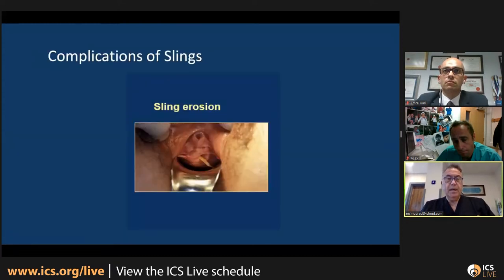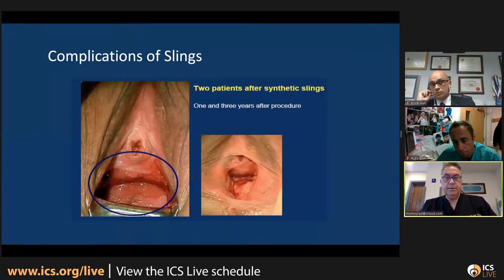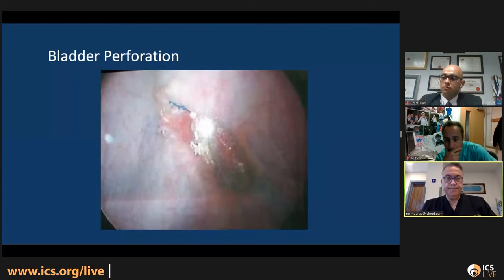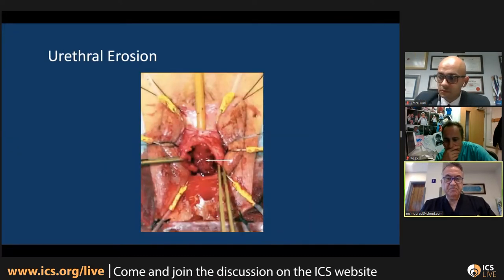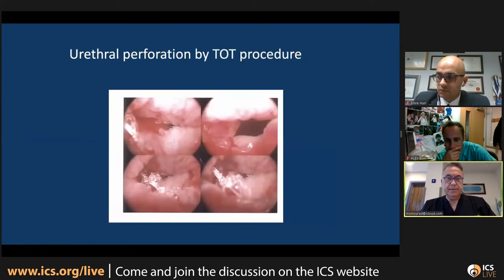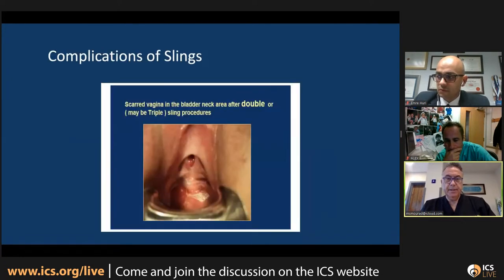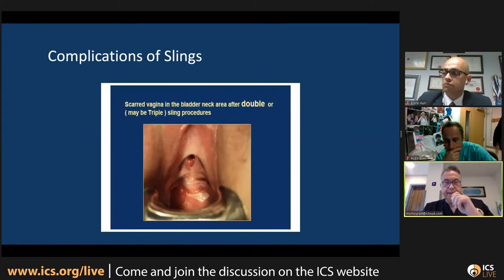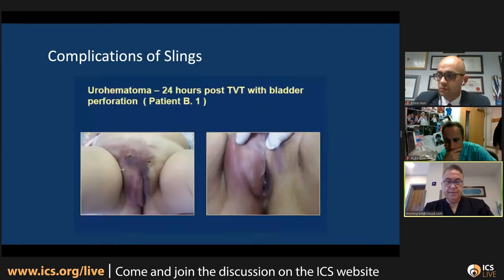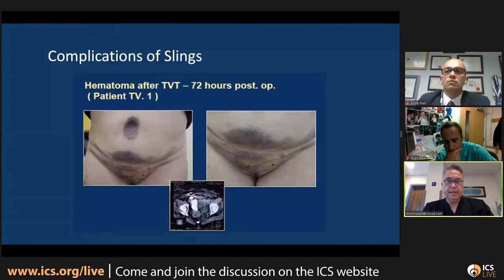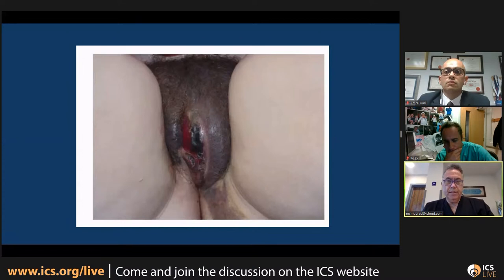Postoperatively, there might be urinary tract infection, mesh erosion, which is the most serious, de novo urgency, or postoperative voiding dysfunction. And you can see here some of these complications like sling erosions. And this shows vaginal erosion again here, bladder perforation, urethral erosion, very bad scarring tissue, and urethral perforation also here again, scarred vagina in the bladder neck area, maybe after recurrent cases, urohematoma 24 hours post TVT, it's bladder perforation. And this is another hematoma that happened 72 hours, and this is a huge one, really scary.